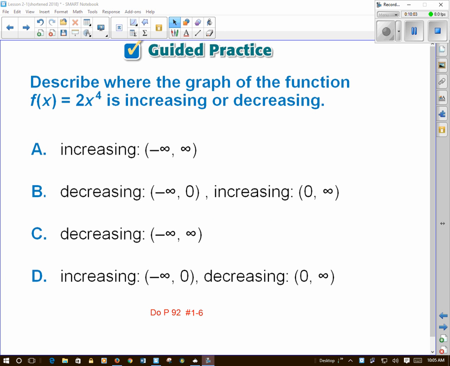So try this problem, and then work on page 92, numbers 1 through 6, which is part of your homework. We'll give you just a couple of minutes to get a few things done there before we take a look at the next section.